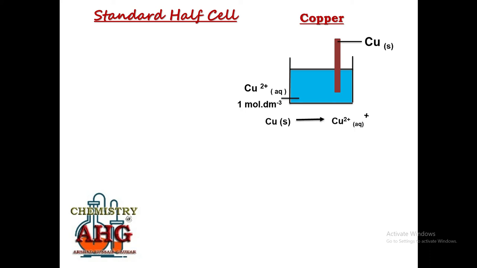Now since copper, as I told you, is a less reactive metal, which process will dominate in this case? Reduction will dominate. When reduction dominates, the electrode, the half cell, becomes the cathode, and the cathode always carries positive charge in a voltaic cell. So this is a complete sketch for copper.